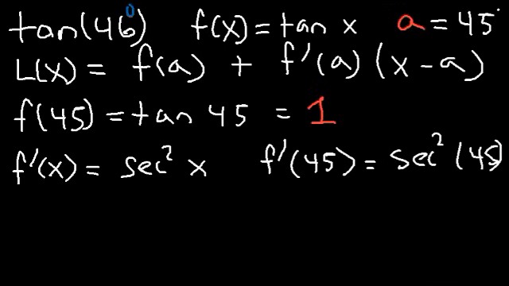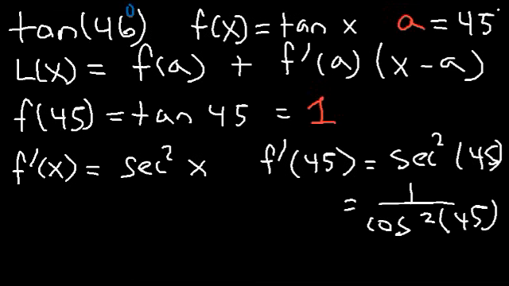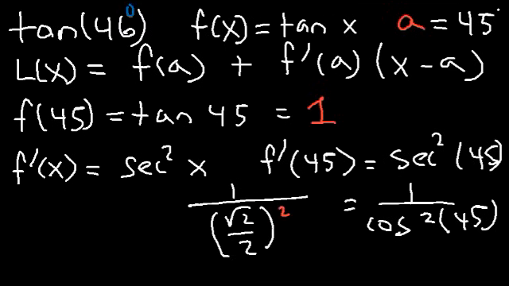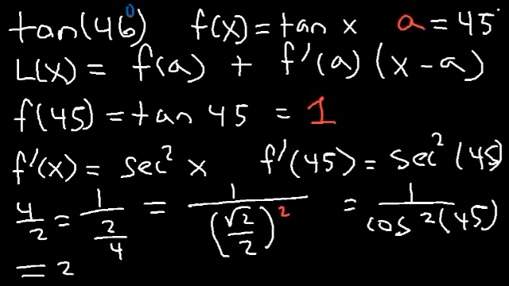Now secant is 1 over cosine, so secant squared is 1 over cosine squared 45. And cosine 45, if you're familiar with the unit circle, is the square root of 2 divided by 2, and it's squared. Radical 2 squared is basically root 2 times root 2, which is square root 4, which is 2. And 2 squared is simply 4. 1 divided by 2 over 4 is the same as 4 over 2 if you use the keep, change, flip principle. So this whole thing is equal to 2.